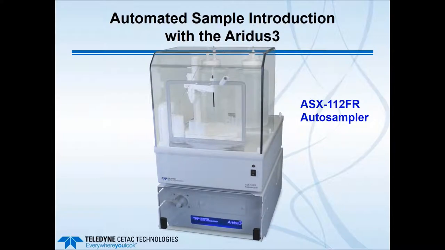Now, a couple of other things that you can also add with the Aridus3, that I did allude to, is an autosampler. And this is for automated analysis of a sample sequence or a sample run. The ASX-112 autosampler was designed to fit on top of the Aridus3. And there you see the sample probe. You can see the encapsulated carbon fiber mounted in the probe arm of the ASX-112. That's all one piece and is part of the PFA nebulizer that inserts into the spray chamber of the Aridus3 at the bottom.